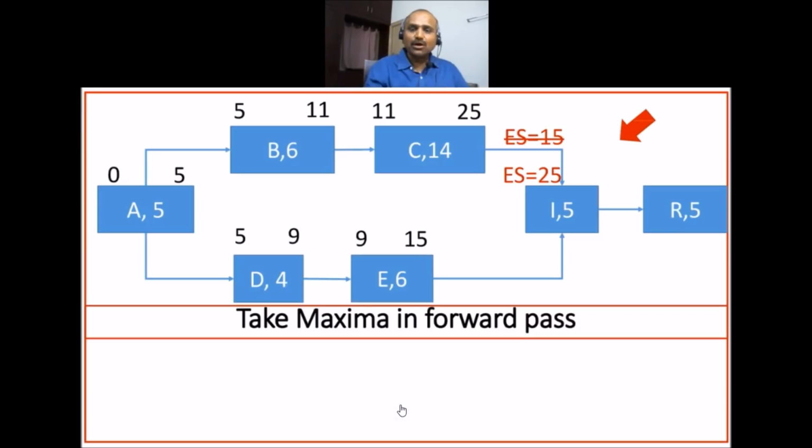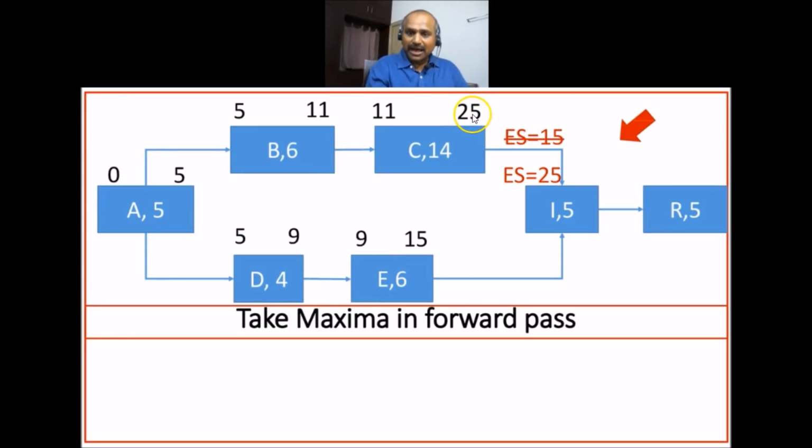It makes logical sense because unless this path gets completed, this path is getting completed early, but however this path is taking more time, so it is taking 25 days to complete, and till then. However, activity E is taking 15 days to complete till this, but both activities should be finished for activity I to get started. That's why you have to take maximum here. That's why, as a rule of thumb, we remember this as take maxima in forward pass.